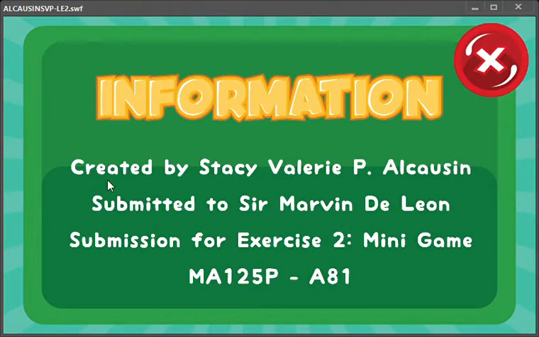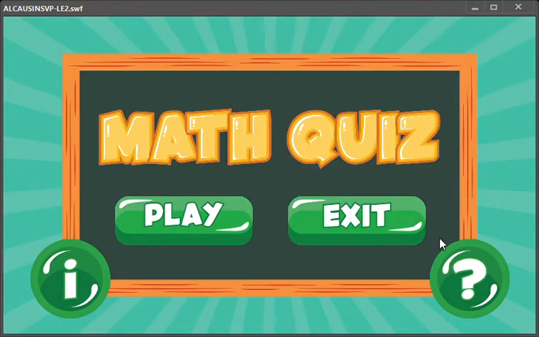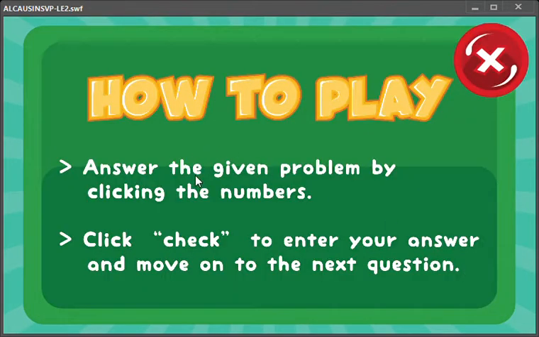It's created by me, Stacey Valerie P. Alcausen, submitted to our professor, Sir Marvin De Leon. It was a submission for our second exercise, which was a mini game. For the mechanics, you just have to answer the given problem by clicking the numbers, and then click check to enter your answer and move on to the next question. Well, that's it.